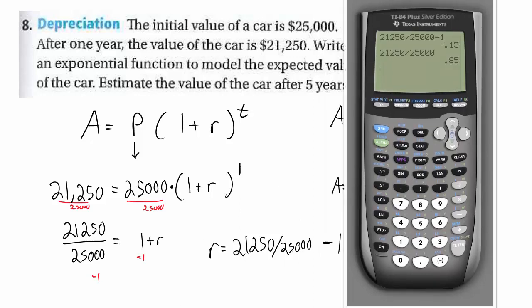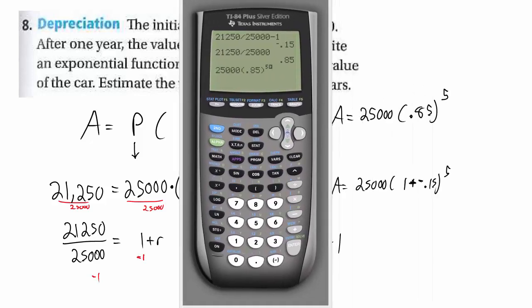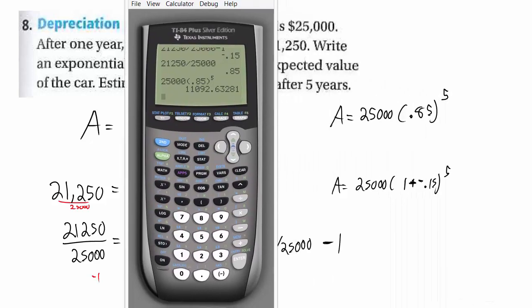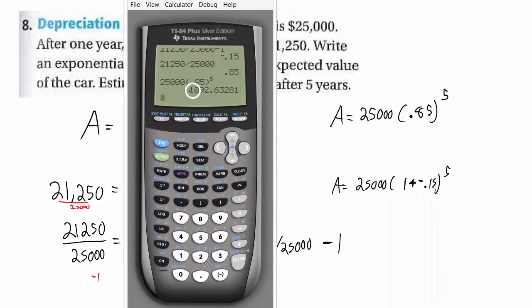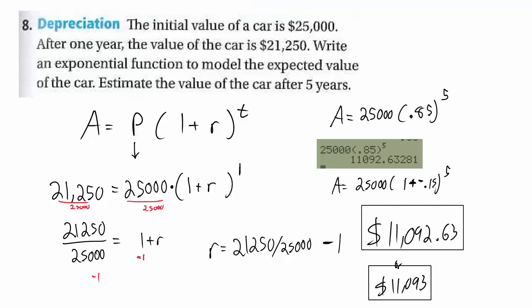So to find out what it's worth after 5 years, we just run this in our calculator, and so we get $11,092.63. And since it's an estimate, you could round that to the nearest dollar amount. You could round this to the nearest cent. They said estimate the value, but both are correct. Just one is more precise. But either way, you get about $11,000 for the value of the car after 5 years.